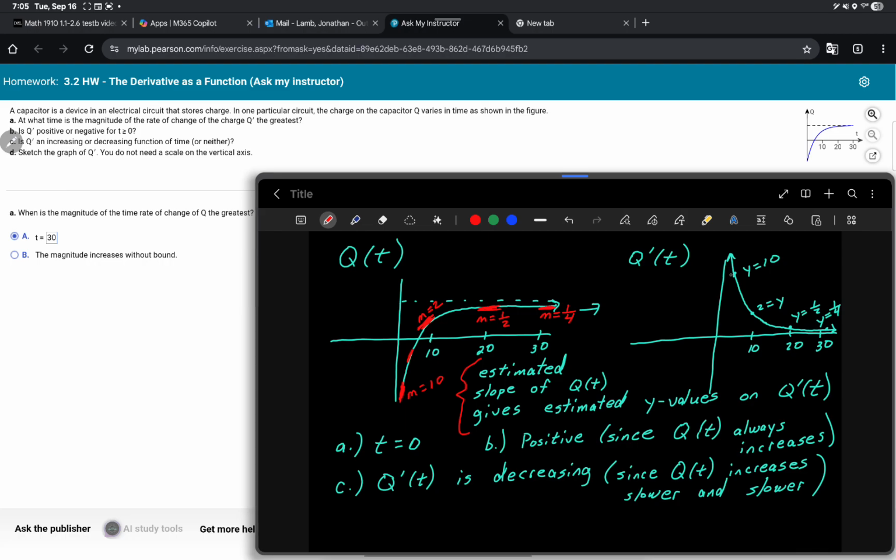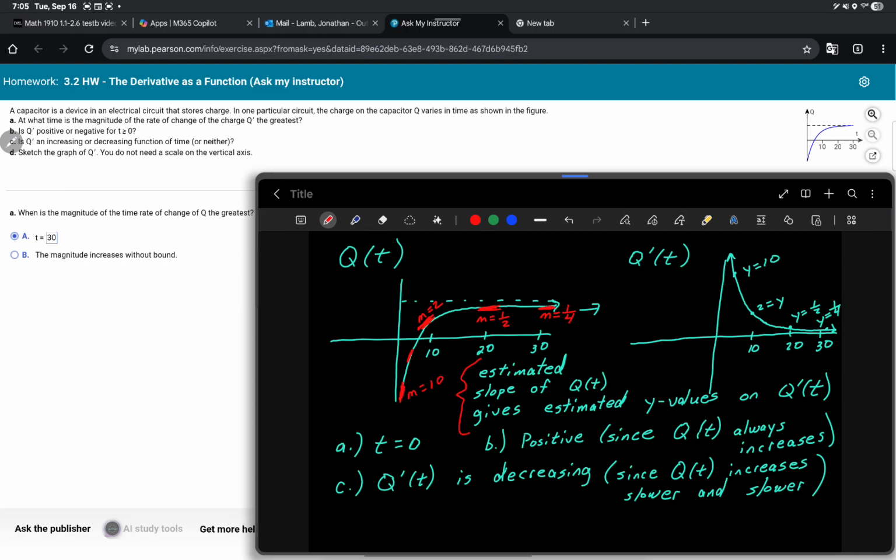Now that's assuming that t is 0 is undefined. As t gets closer and closer to 0, its rate of change for Q prime is going to be the greatest. And 0 would be included because the next one says for t greater than 0. So the answer to A is 0. The answer to B says, is Q prime positive or negative for t greater than 0? And you say, well, we know it's positive. Anytime the original function is increasing, its derivative has to be positive. And that's what this is saying, that the derivative is positive since Q of t is always increasing.